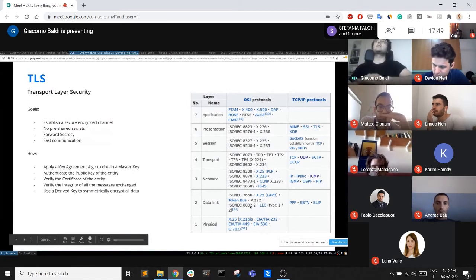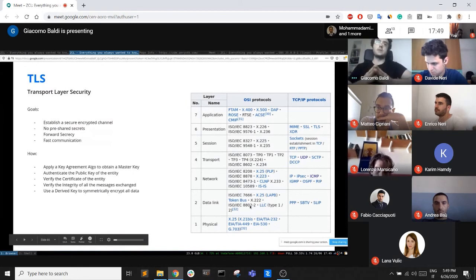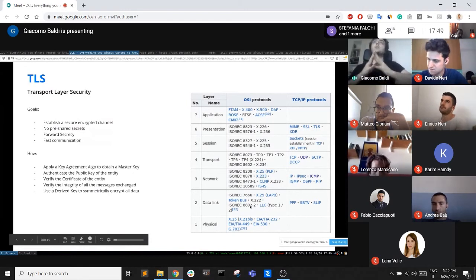TLS is at OSI level 6, the presentation layer, the layer that is in charge of taking the data from the network and changing it in order for the application to understand it. Okay, so encryption and security is presentation layer. This is very good information. This means that you can implement HTTP or HTTPS or MQTT or MQTTS without worrying about security, because security is at presentation layer.